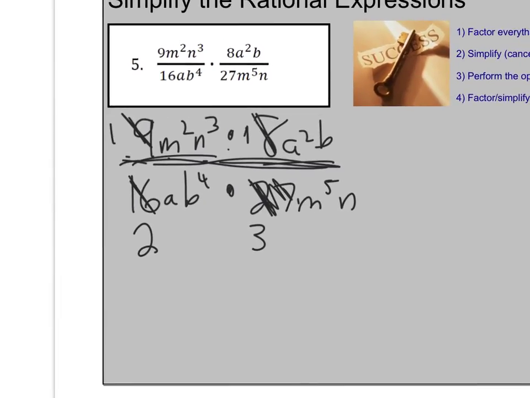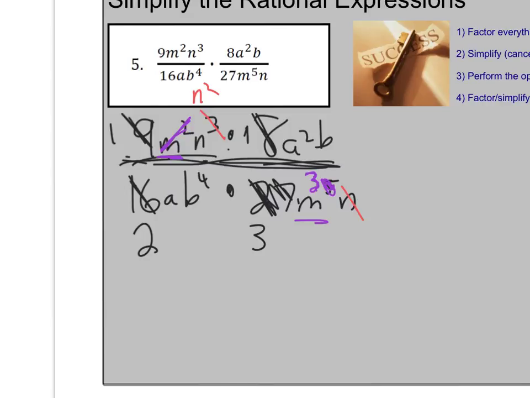Now I can start looking at the letters. So let's look at m. Well, I've got m squared here and m to the 5th. So that'll completely go away. 2 m's away from the bottom becomes m to the 3rd. N to the 3rd and n, that would cancel out. That is no longer n to the 3rd. That is now n squared.